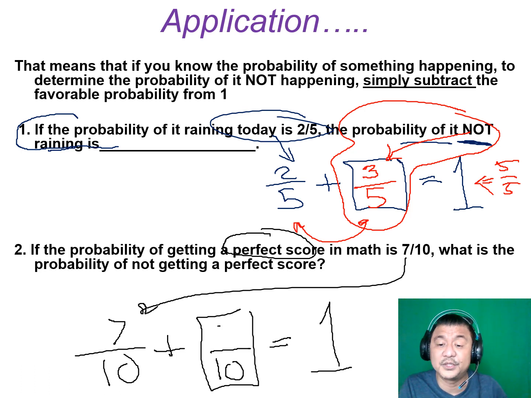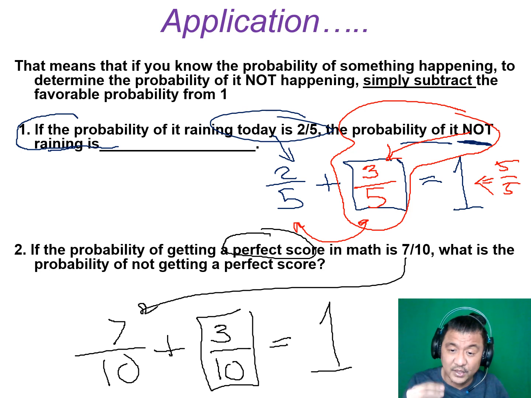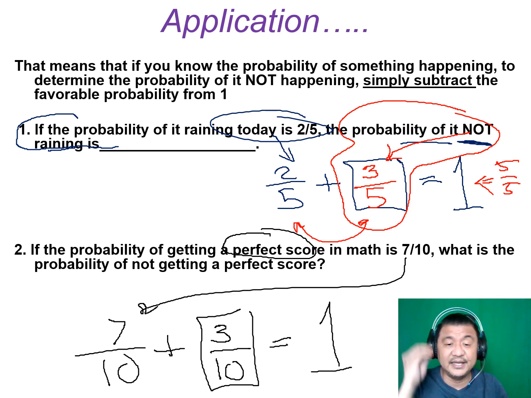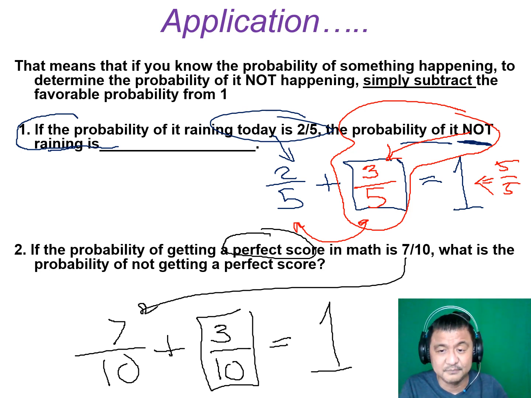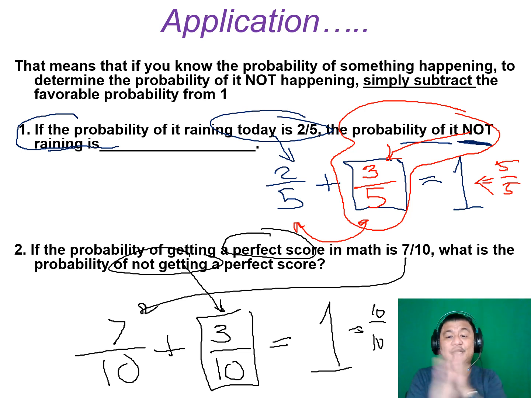What number would I put on top? 3. Yes, because to make it one whole, the numerator and the denominator should be the same, because that's equal to 10 over 10, which is 1. Okay? This is not getting a perfect score. Again, remember, they complement each other.